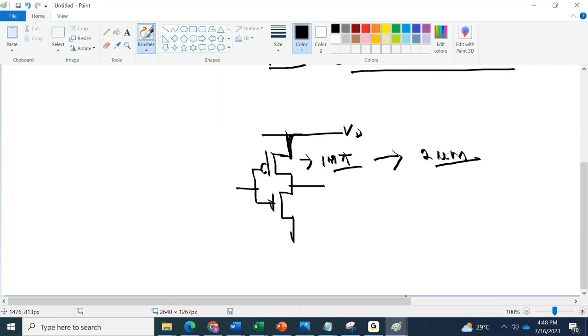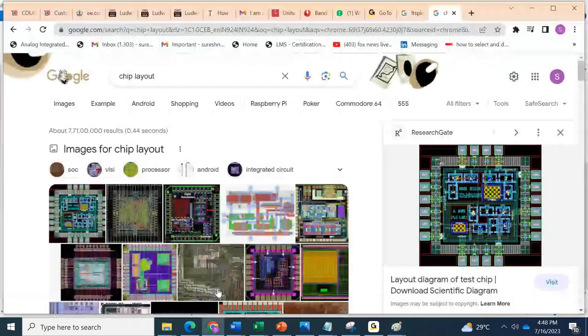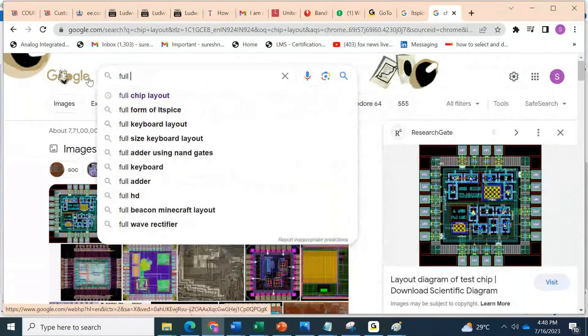But you don't draw a metal, means whatever you do in the tools, it will be replicated in the full chip.